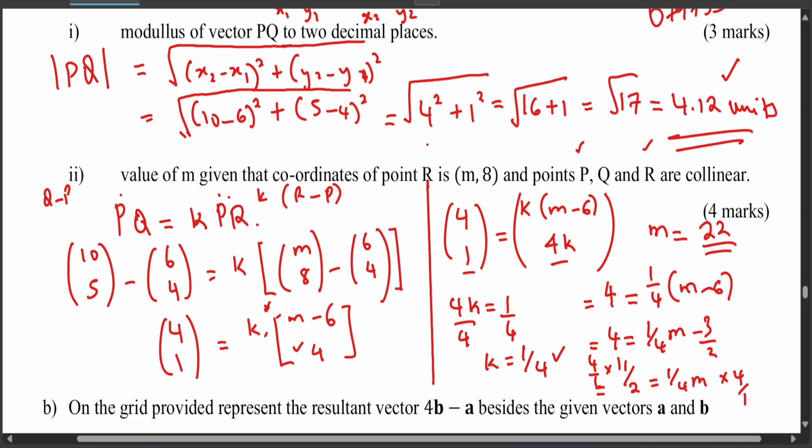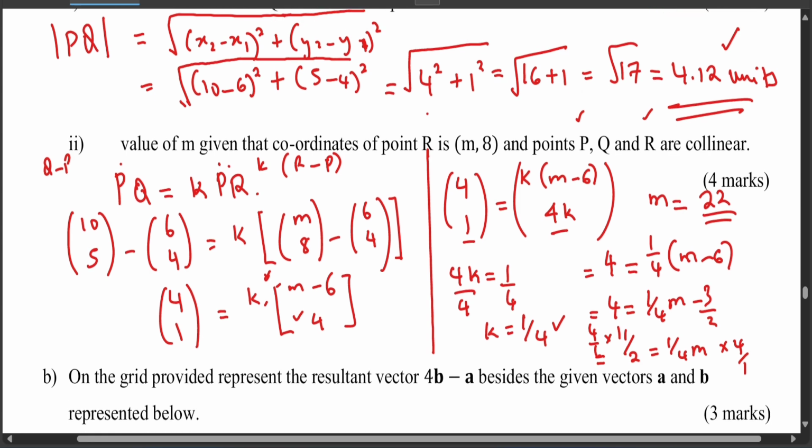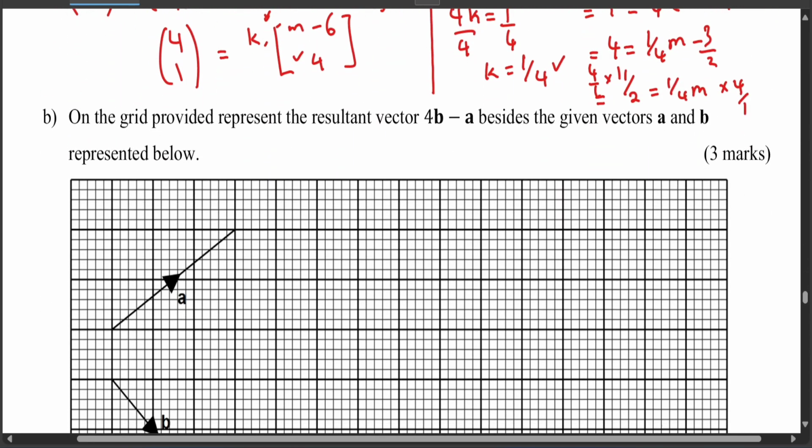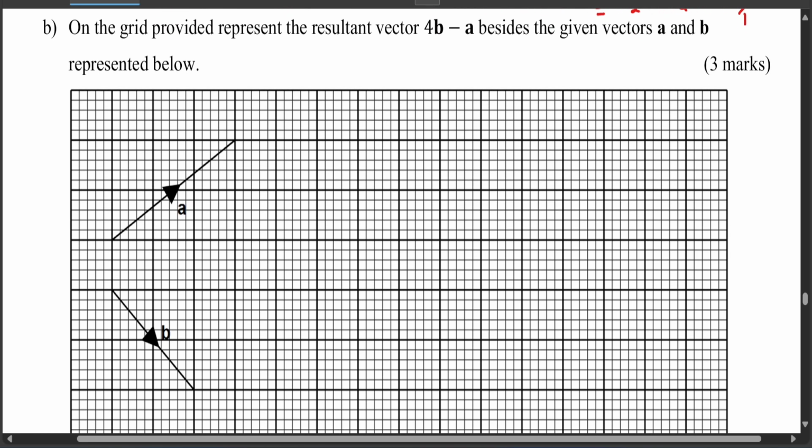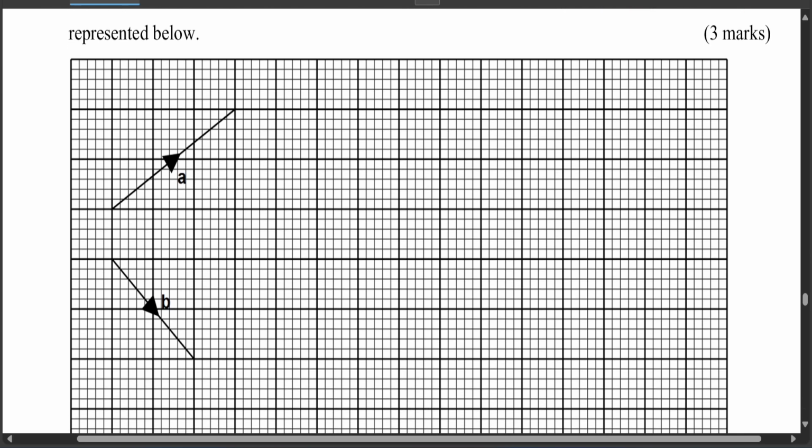That is how you get it. So let's continue. This is the last question. On the grid provided, represent the resultant vector 4b minus a, besides the given vectors a and b, which are represented below there.